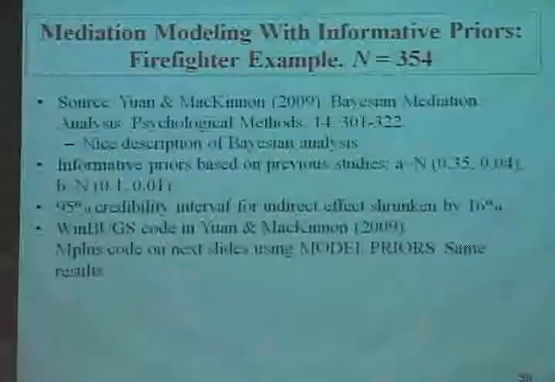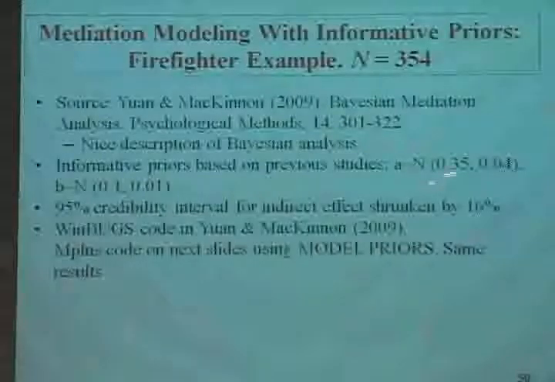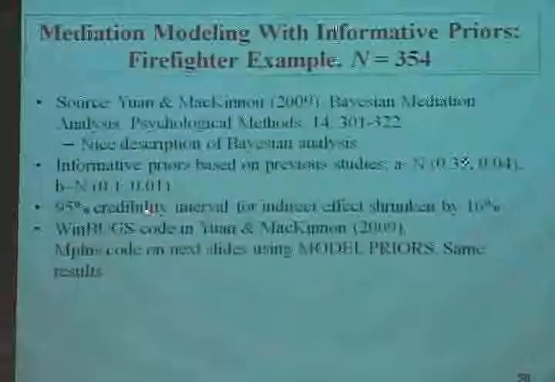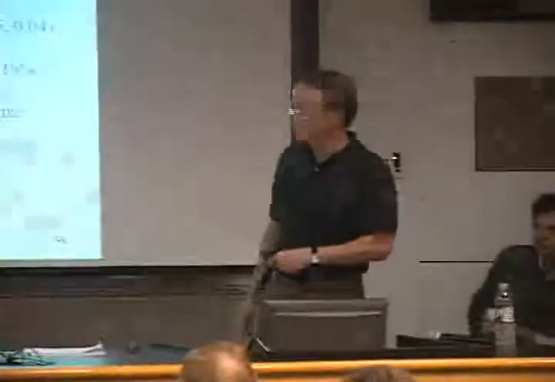And the end of the story, the punchline for their story is that using an informative prior makes the 95% credibility interval narrower about the effects. So that's useful. So let's just see how that is done. And it is done using the model priors feature of Mplus.